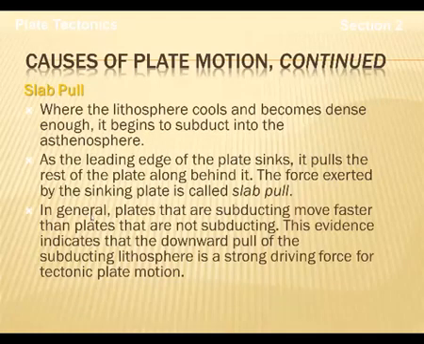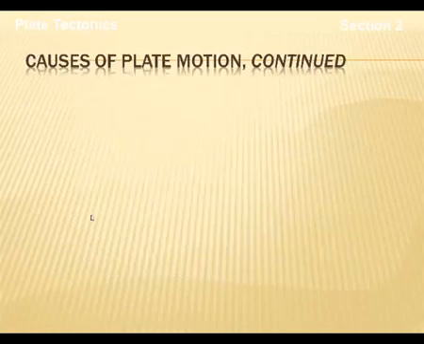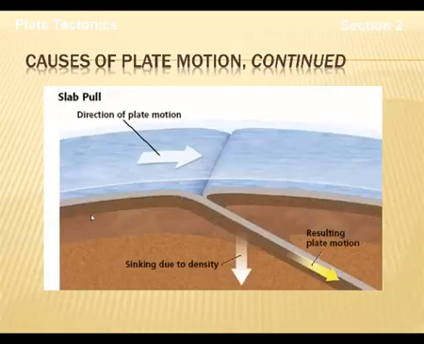And in general, plates that are subducting move faster than plates that are not subducting. And so scientists think that subducting lithosphere is a strong driving force for tectonic plate motion. They think a lot of this subducting is what's causing the plate movement on a global scale. So this picture right here represents that. It shows where a plate is sinking or subducting, and as it's subducting down, it's going to pull all the rest of the plate behind it.